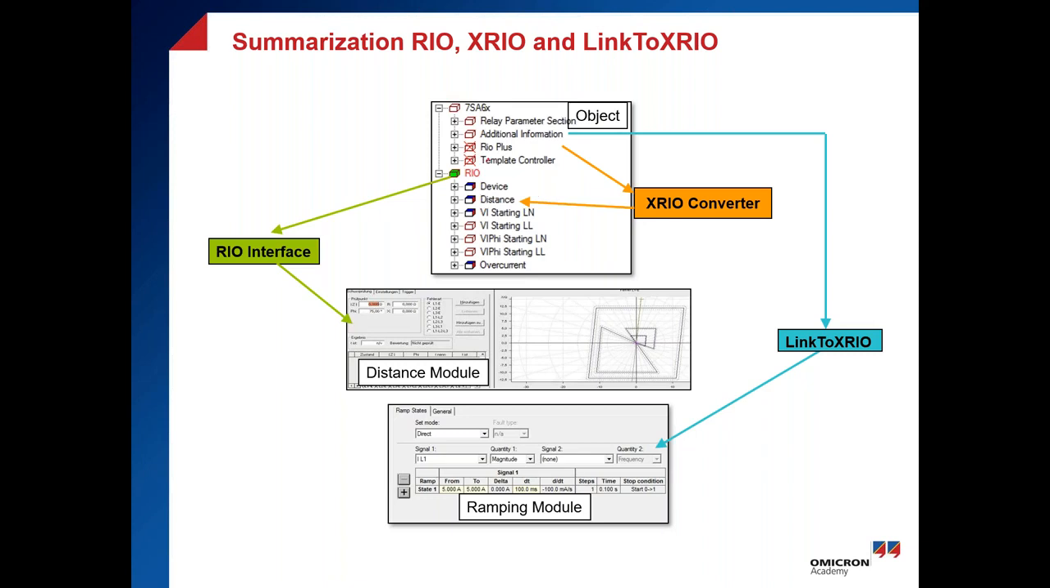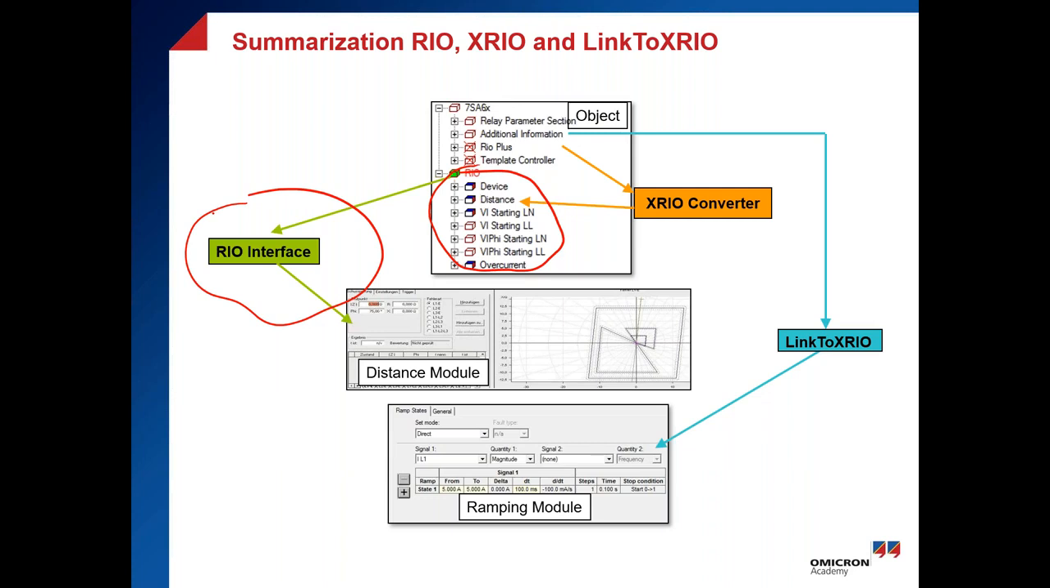Here I have a RIO, and as we said, in a RIO I can add different or multiple functions from the same function. I mean, distance 1, distance 2, distance 3, overcurrent 1, overcurrent 2, overcurrent 3. So this is what we call the RIO interface. And from the RIO interface, I link to the distance module via the calculator itself.